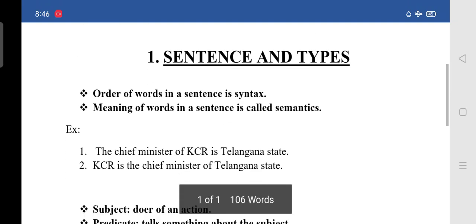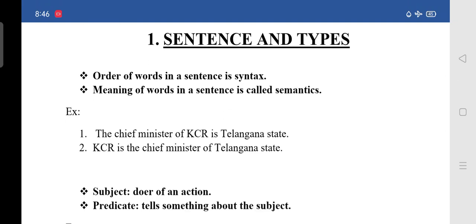If you see, the order of words in a sentence is syntax. Whatever I'm talking now, do you feel it is in an order, isn't it? So the order of words in a sentence is syntax, and what gives the meaning of words in a sentence is called semantics. So you can remember simply: order of words means syntax, meaning of words means semantics.